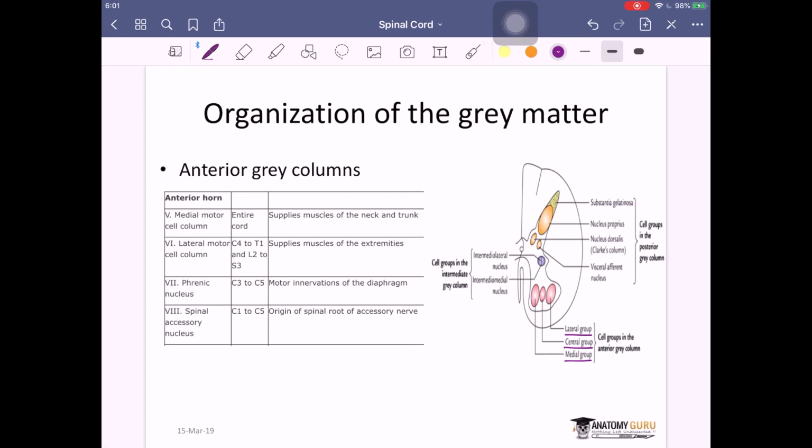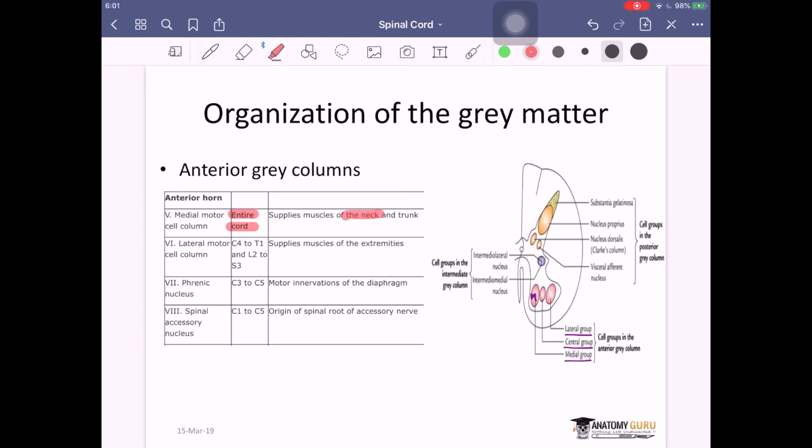If you look at the medial group, they extend throughout. Where I am putting M, this M pink ball is present throughout the entire extent. That means it starts from C1 until coccyx 1. So the anterior horn in the medial part has this medial group present throughout. That means from the top floor to the basement, it is present entirely.